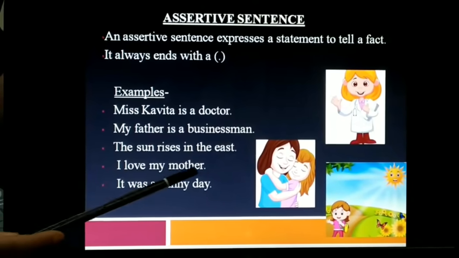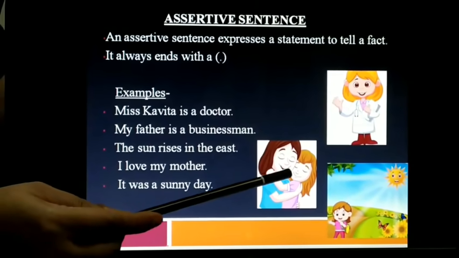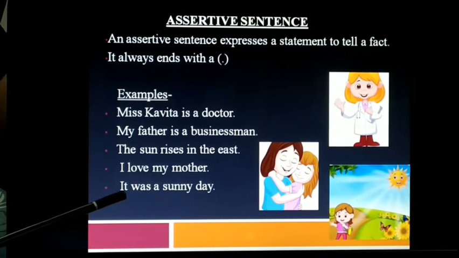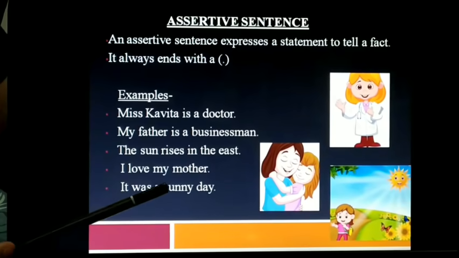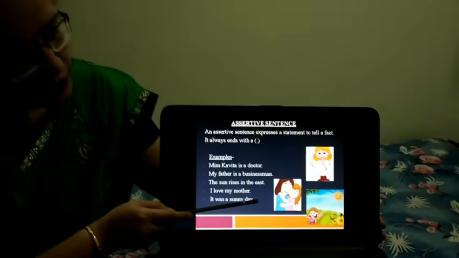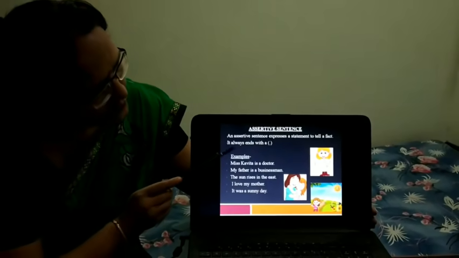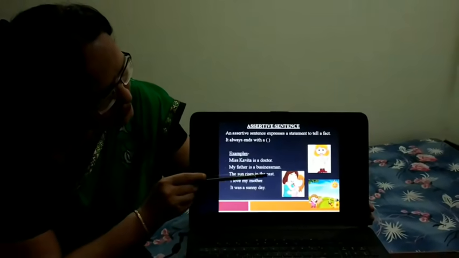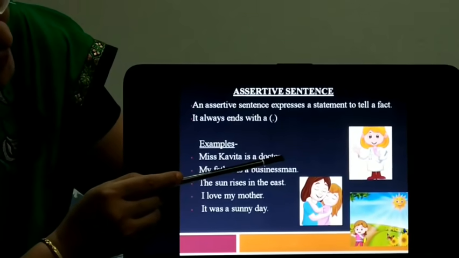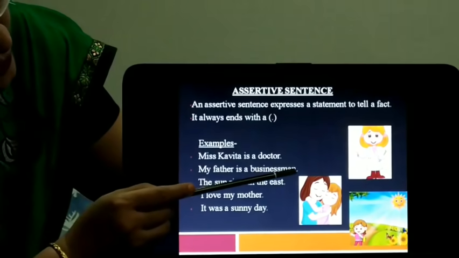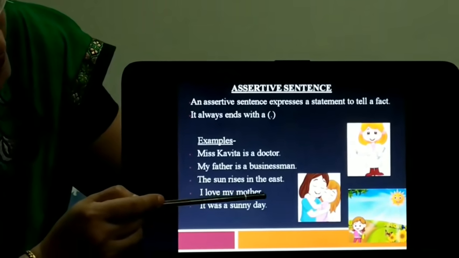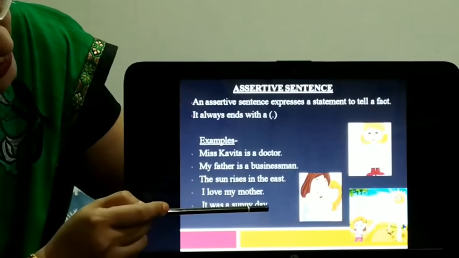I love my mother. See the girl loving her mother here. Can you see the picture here? And the last example, it was a sunny day. So, here also you have to put the full stop. Just see, in an assertive sentence, you have to put the full stop. Can you see the full stop here? In the first example also you can see the full stop. Second also, third also, fourth one also, and fifth one also there is a full stop.